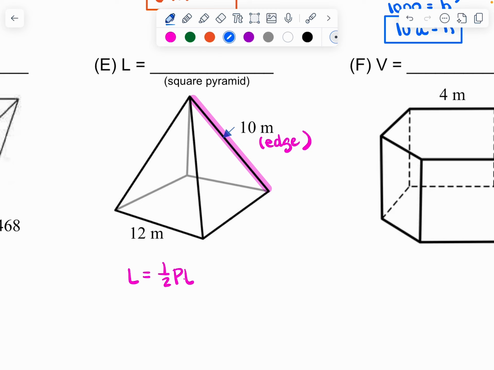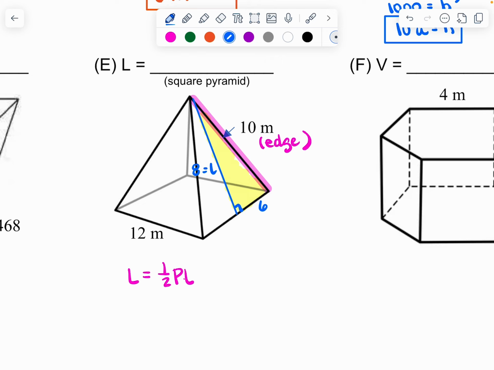Well, that formula is 1/2 PL, which means I do need the slant height, right? But the slant height is this, the height of the triangular lateral face, right? So this is the right triangle that I'm creating, right? And this is the L. And then, of course, I know this is 6 because it's a square pyramid, and the slant height would be splitting the side in half because those are equilateral triangles. Okay, so I have a little right triangle with a hypotenuse of 10 and a base of 6.